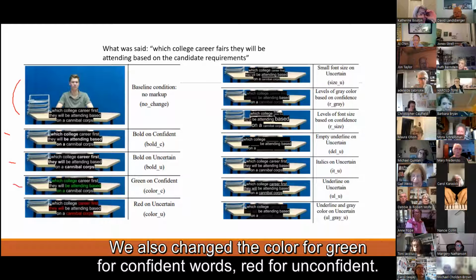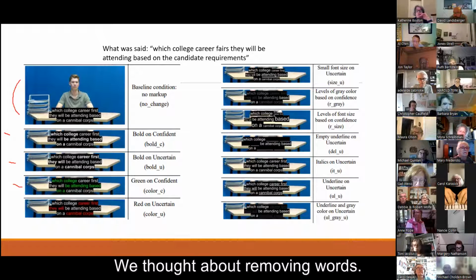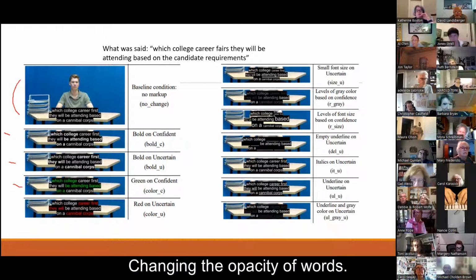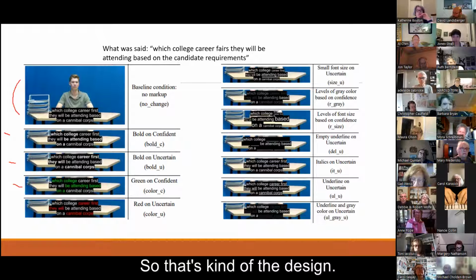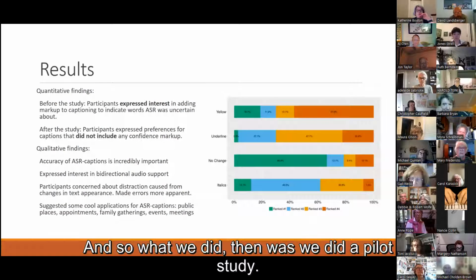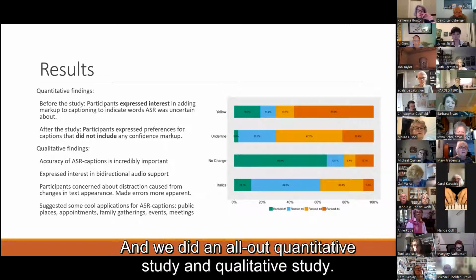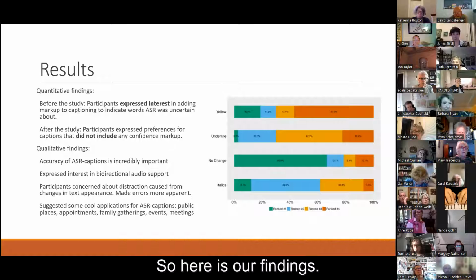We also changed the color, green for confident words, red for unconfident. We thought about changing the size of the text. We thought about removing words, changing the opacity of words. So that's the design. And so what we did then was a pilot study. We narrowed it down to 4 text output styles, and we did an all-out quantitative study and qualitative study. So here's our findings.